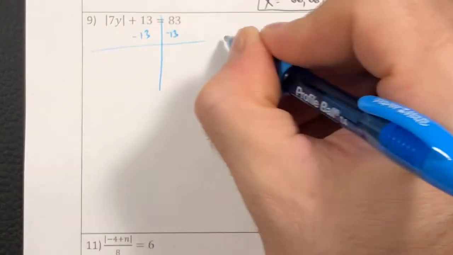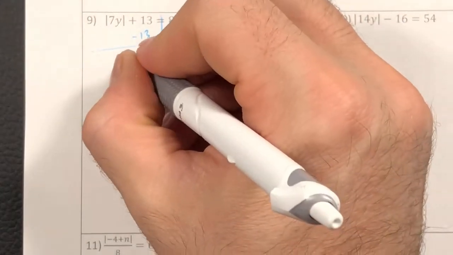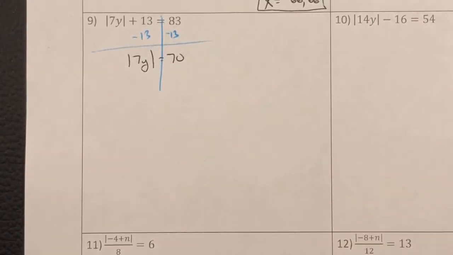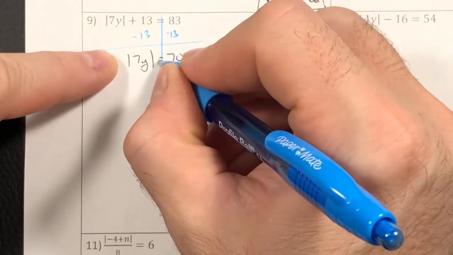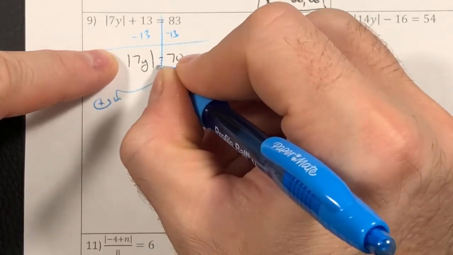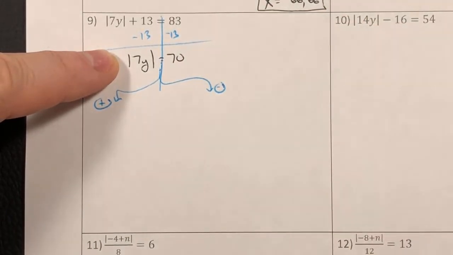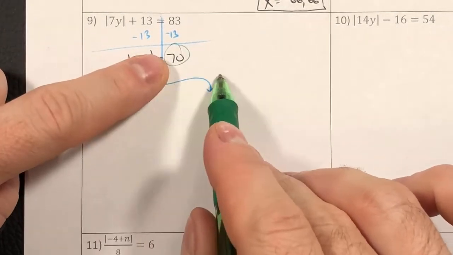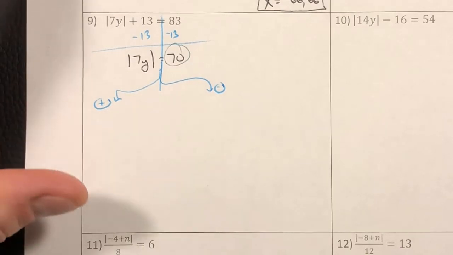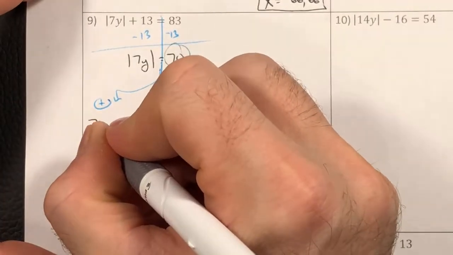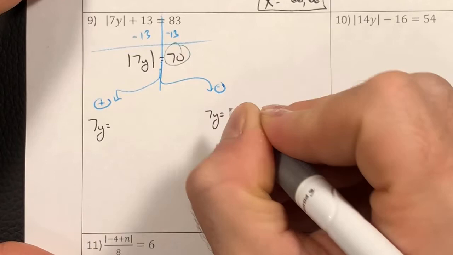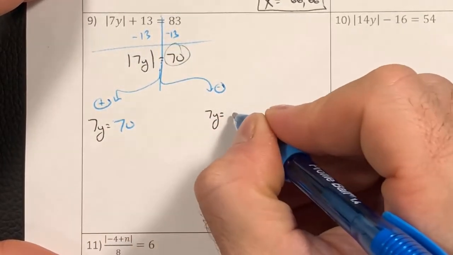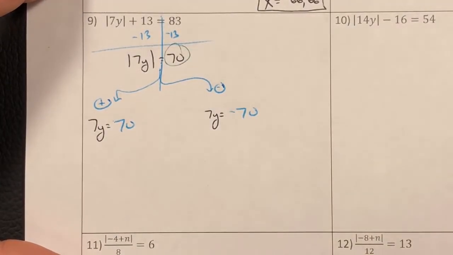You should have subtracted the 13 as your first go, which would have left you with the absolute value of 7y is equal to 70. Now that my brackets are completely isolated, I'm going to split this into a positive side and a negative side. I'm going to multiply this 70 times a positive one and the 70 times a negative one. So that's going to leave me with a 7y equals and a 7y equals. 70 times positive 1 is 70. 70 times negative 1 is negative 70.